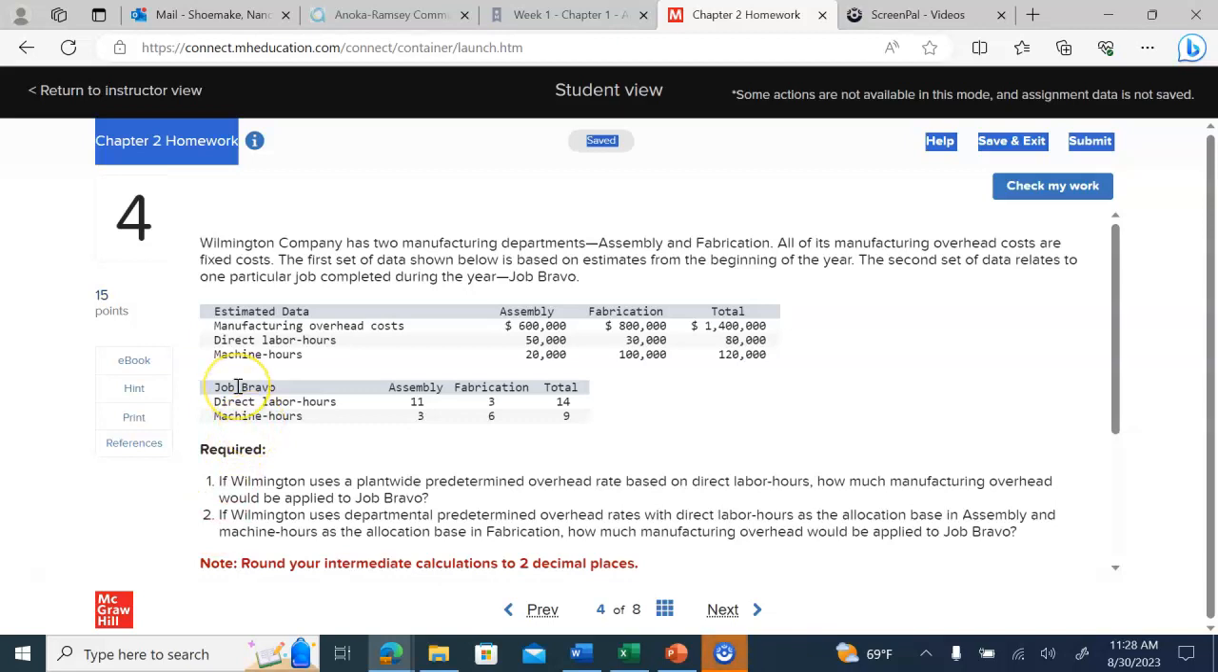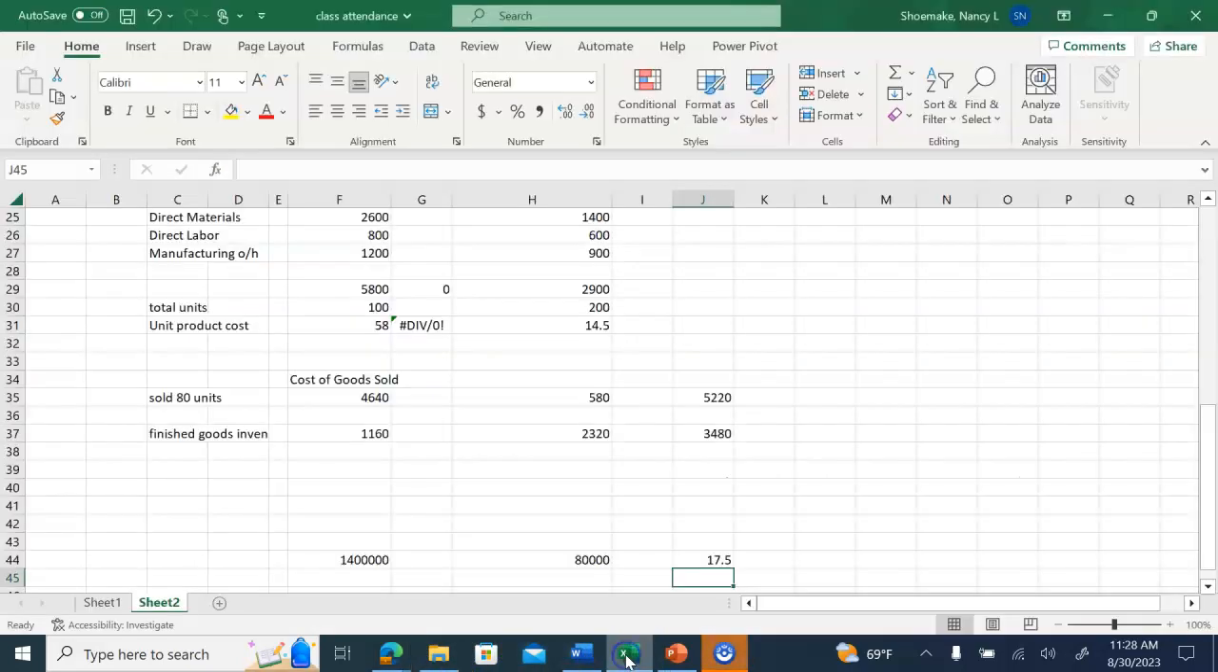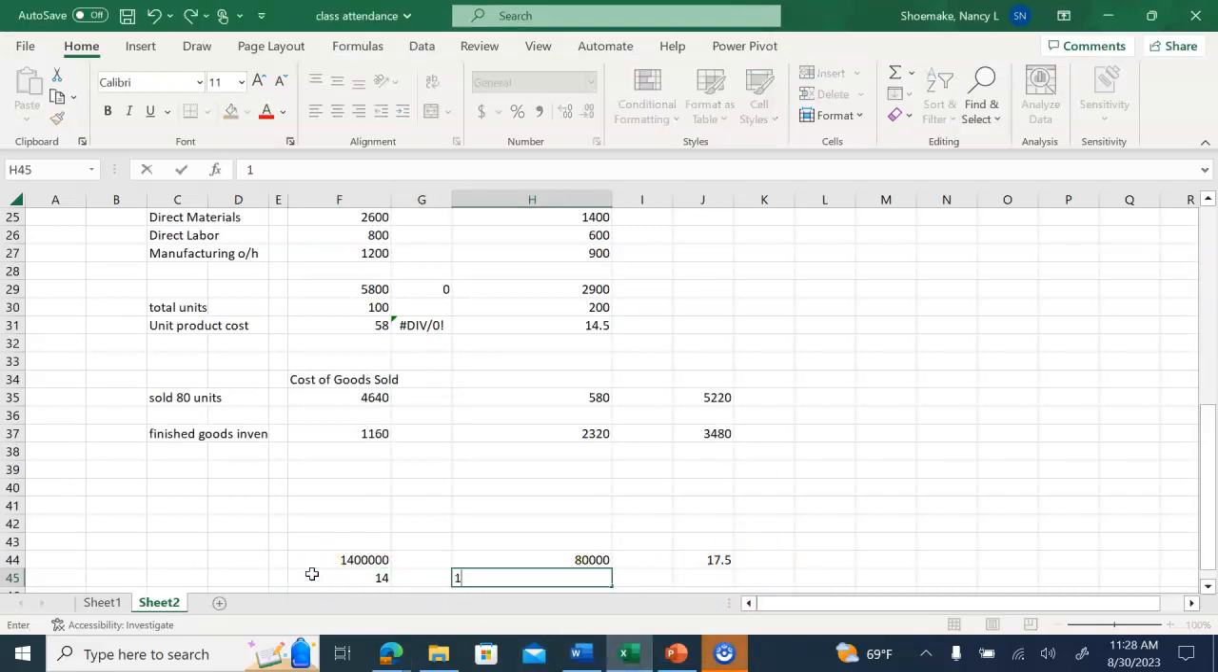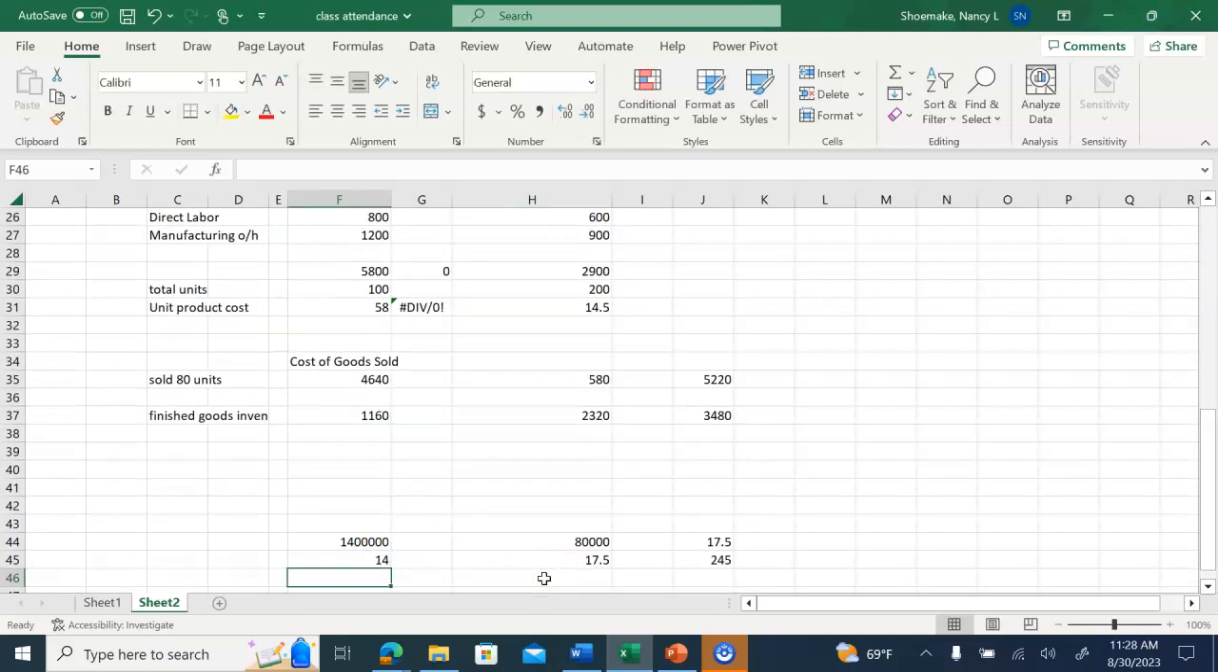And for job Bravo, wouldn't it be 14 hours times our predetermined overhead rate? 14 hours times the $17.50. So wouldn't that be 245? Make sense?